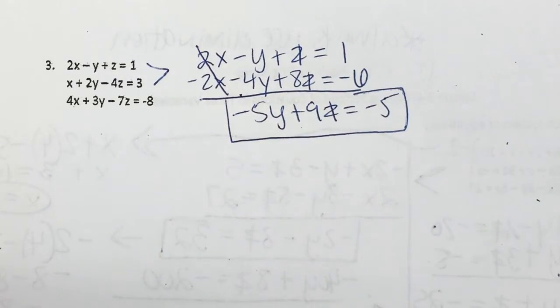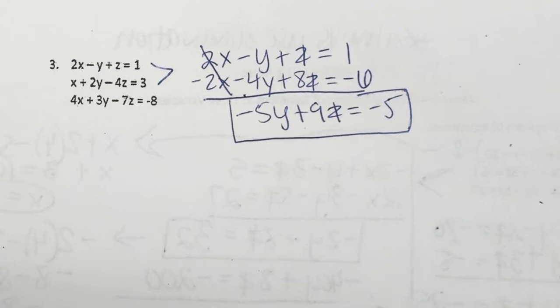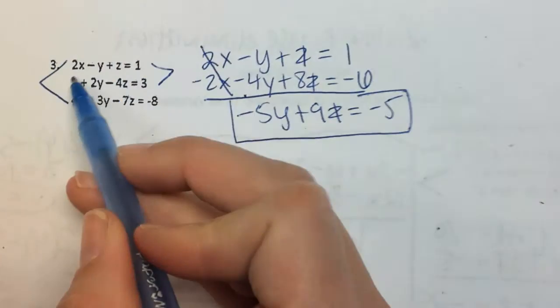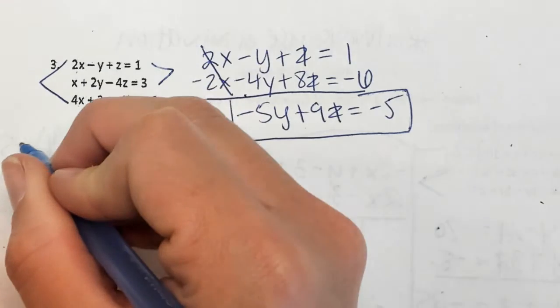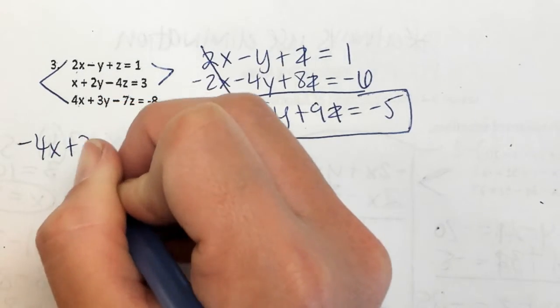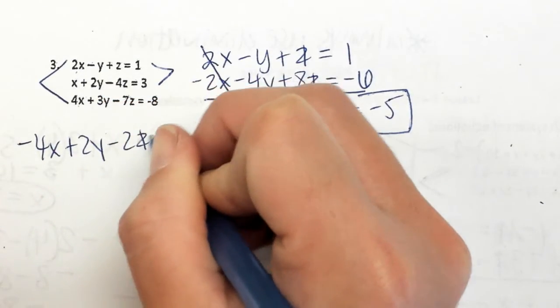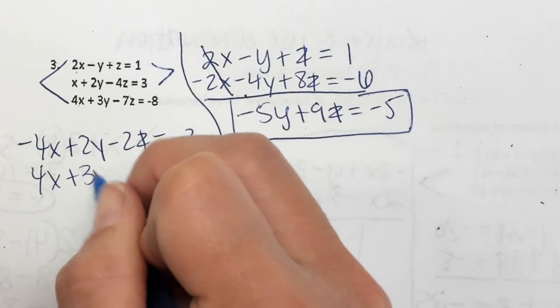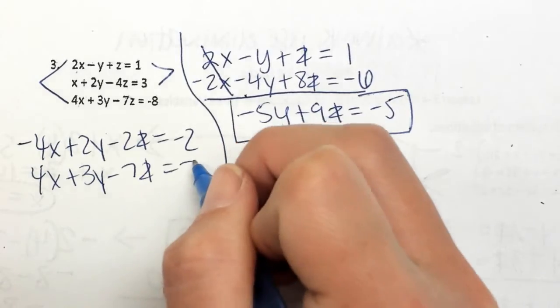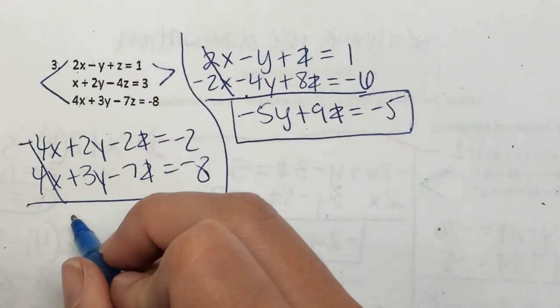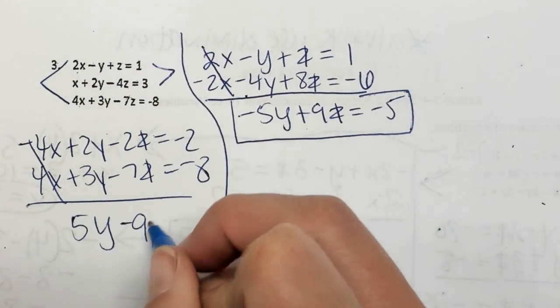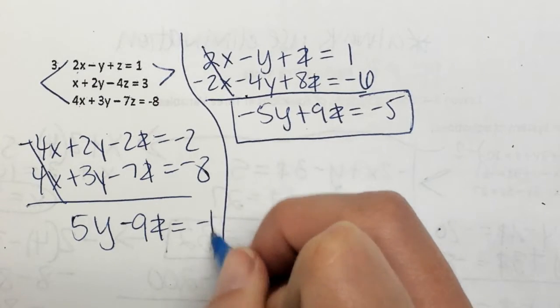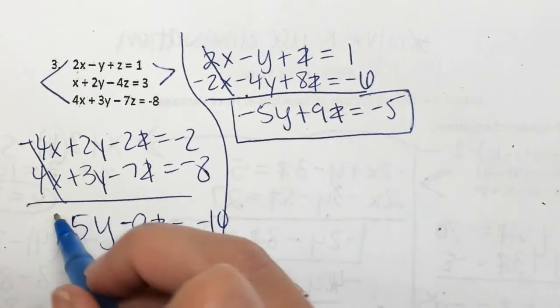And then, who else canceled out x? Alright, Hope, which other two did you use? I used the first one and the last one. And you had to multiply this one by what? -2. Good, so that gives us -4x plus 2y minus 2z equals -2, right? Alright, then I didn't have to change the last one. So that would give us what when we add them? 5y minus 9z equals -10. Good? Alright, and then I could use these two to do elimination.